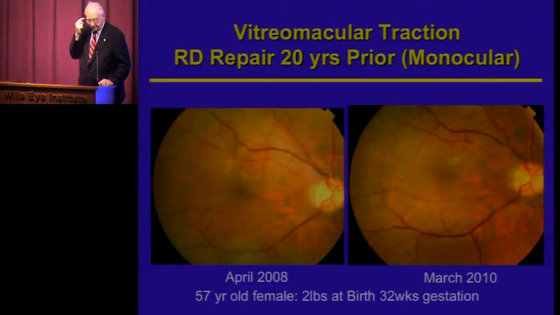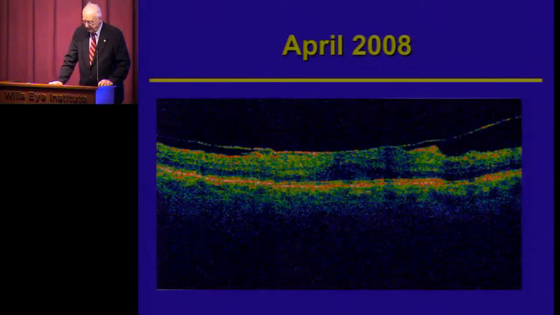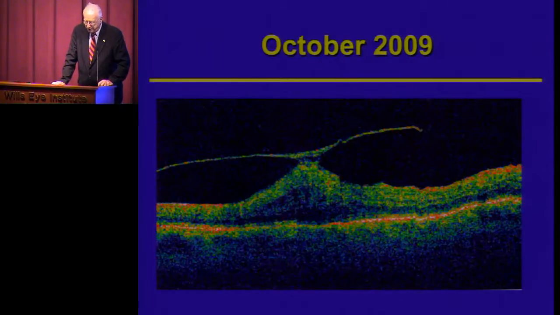So I said, look, it's your only eye. I don't really want to do any operation here. You're 20/50, you can even still drive. She said, don't worry, I wouldn't let you do it. I don't want any operation on my only eye. I said, well, let's watch it. So this is what happened. This is the way it looked in April 2008 with this firm vitreoretinal adhesion. Then by October 2009, it had started to release, but it was still attached to that one area.